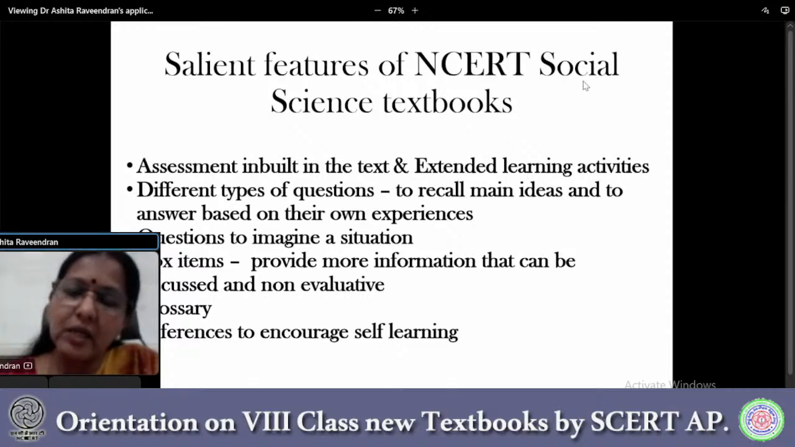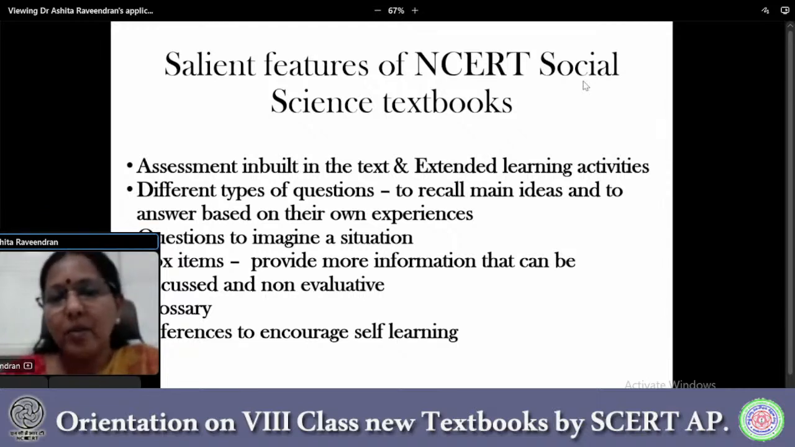So the activities that are inbuilt in the textbook, when they have been given the information there itself, they have been asked to do certain activities. I would request the teachers to please go through these activities and encourage your child to do these activities. Of course, I know that with the limited time period that is available, it becomes extremely difficult to cover the syllabi as well as do all the activities.